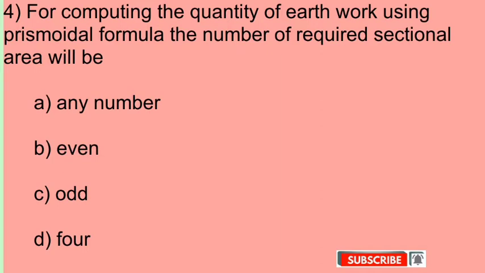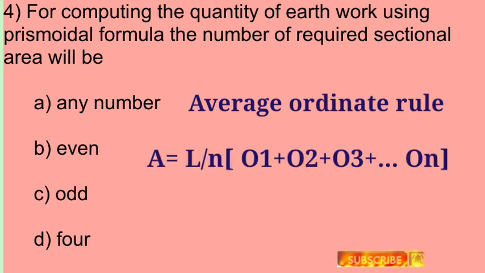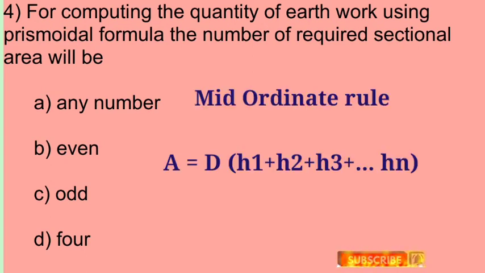What is average ordinate rule? For average ordinate rule, area is equal to L by N whole into O1 plus O2 plus O3 plus etc. ON. What is mid-ordinate rule? For mid-ordinate rule, area is equal to D into H1 plus H2 plus H3 plus etc. Hn.